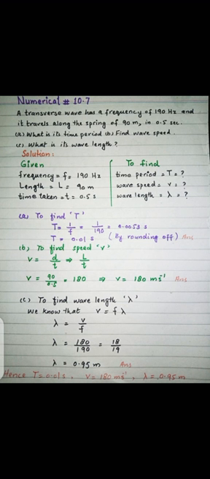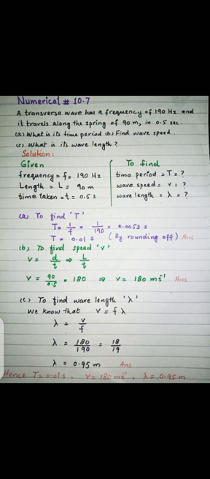The given is frequency F equals 190 Hz, length of the spring L equals 90 meter, and the total time taken small t equals 0.5 second. Girls, this is not time period. This is the total time for a wave to cross from one end to the other end. To find is time period capital T, number 2 wave speed V, and number 3 wavelength lambda. These three things we have to find out.